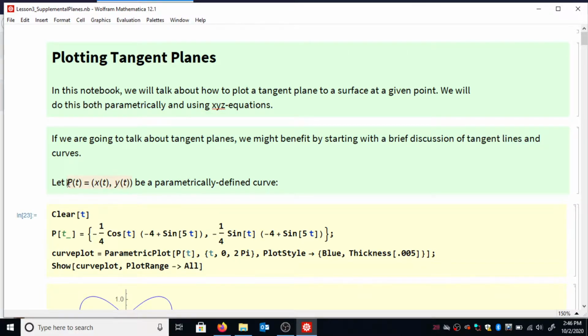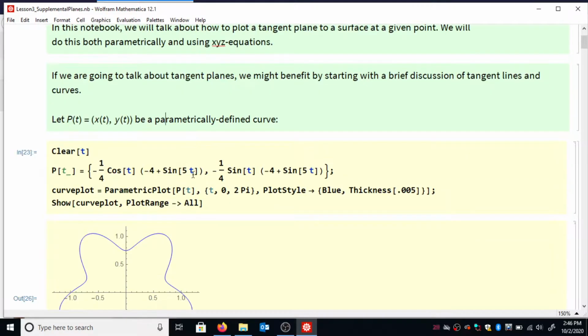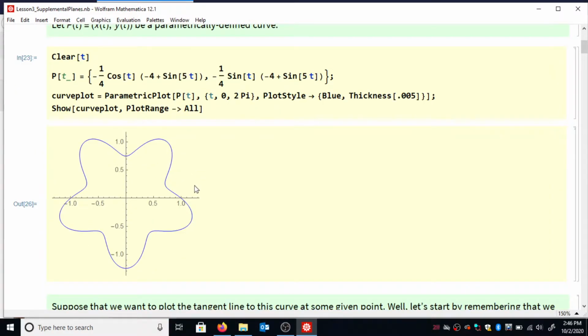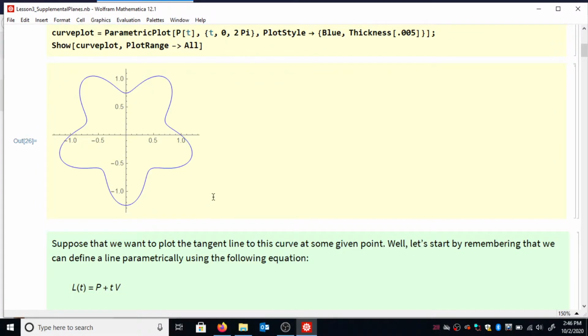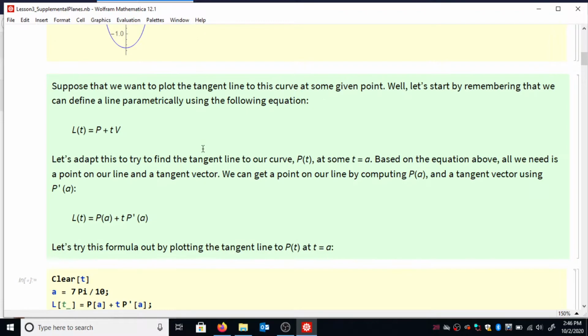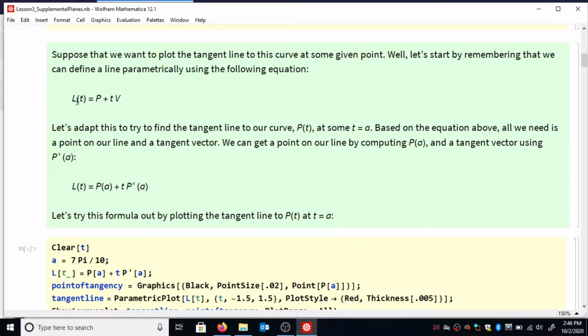So let's start with just some p of t equals x of t, y of t. That's a parametrically defined curve. So this little star-shaped looking thing that I came up with. Let's say that we want to plot a tangent line to this curve at some given point, and let's say we want to do so parametrically. Well, you guys know the parametric equation for a line. It's L of t is equal to p plus tv, some starting point plus multiples of some slope vector.